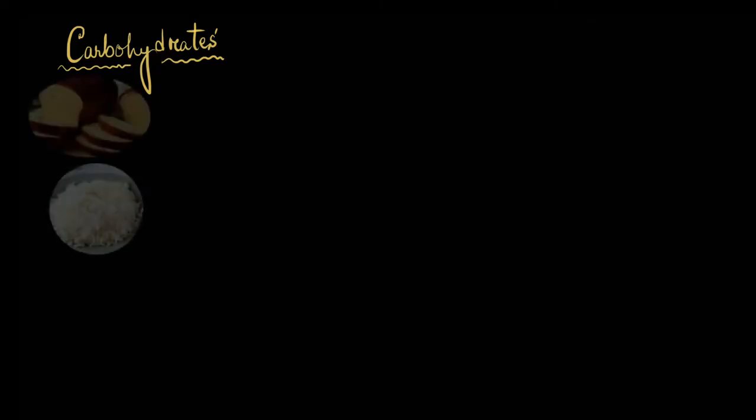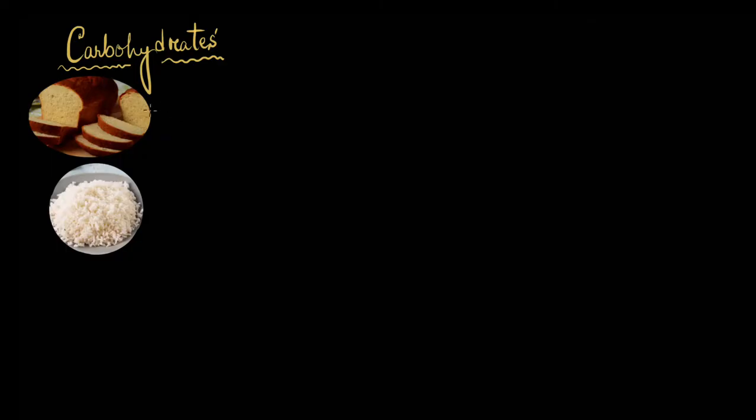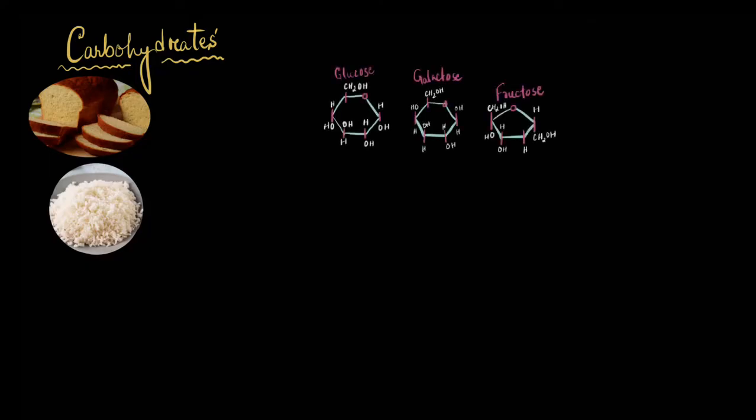Now, when I say carbohydrates, it is very natural for you to imagine a picture of bread or a bowl of rice or potatoes or maybe sugar. And you're very correct because these are food items which are loaded with carbohydrates. And when we eat these kinds of foods, our digestive system breaks them down into the simplest form of carbohydrate so that it can be absorbed into our bloodstream. Right? Now, the simplest forms of carbohydrates are glucose, galactose, and fructose.